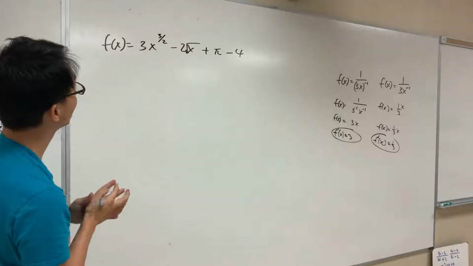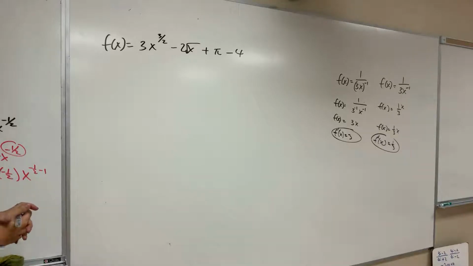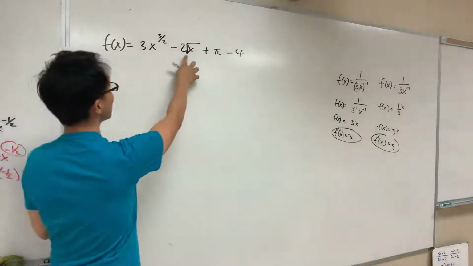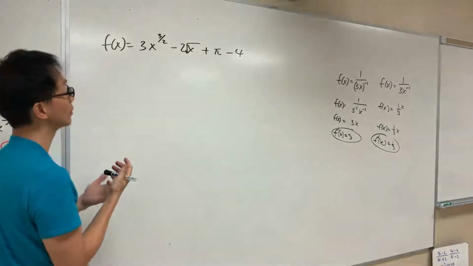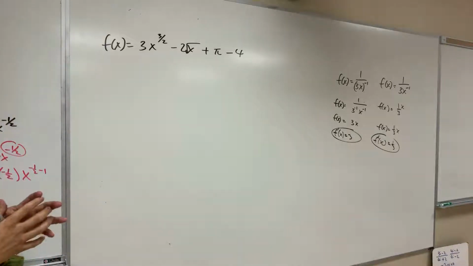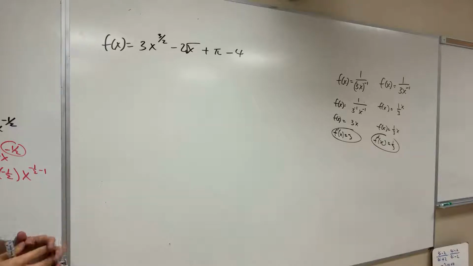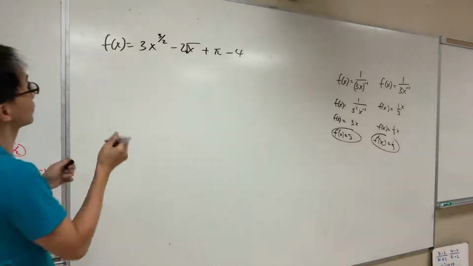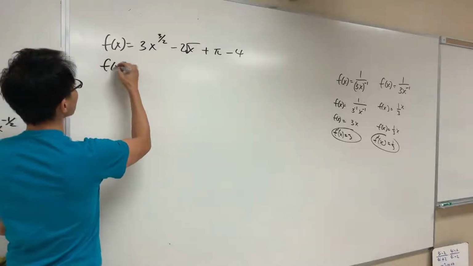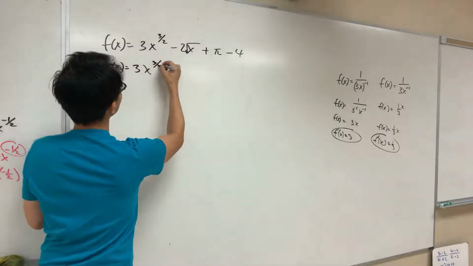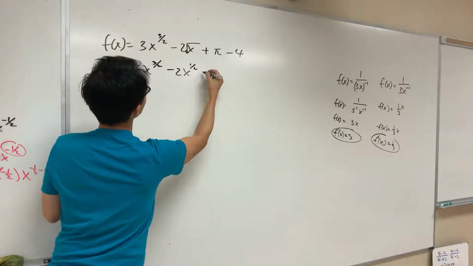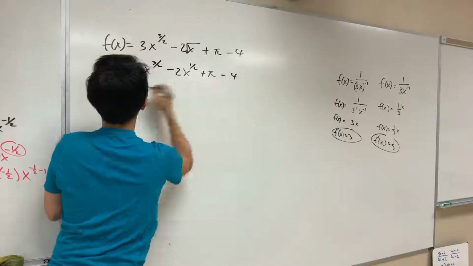I was supposed to say combine 3x to 3 over 2 minus 2 and that, but that doesn't make any sense. So what's wrong with this equation? This one's in a radical, right? We have to change that first before we do anything. I'll change it first, or I can think of it in my head, that's 1/2. Okay, but here, f of x is equal to 3x to the 3 over 2 minus 2x to the 1/2 plus pi minus 4. I'm going to take a derivative.